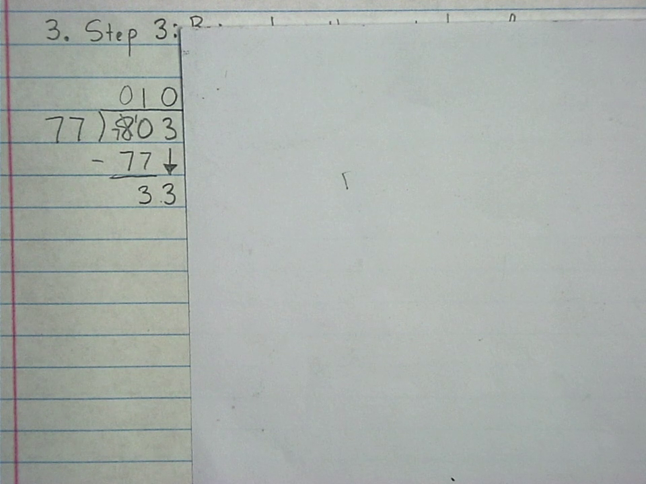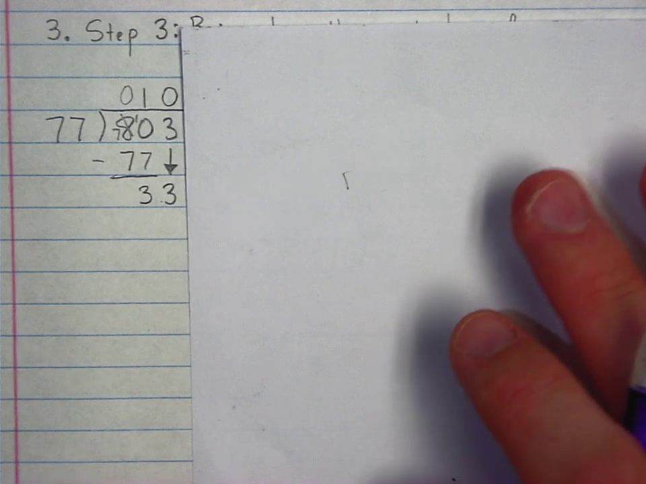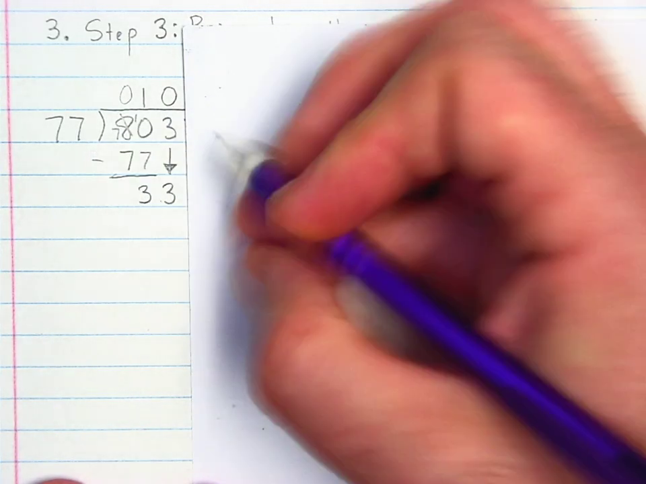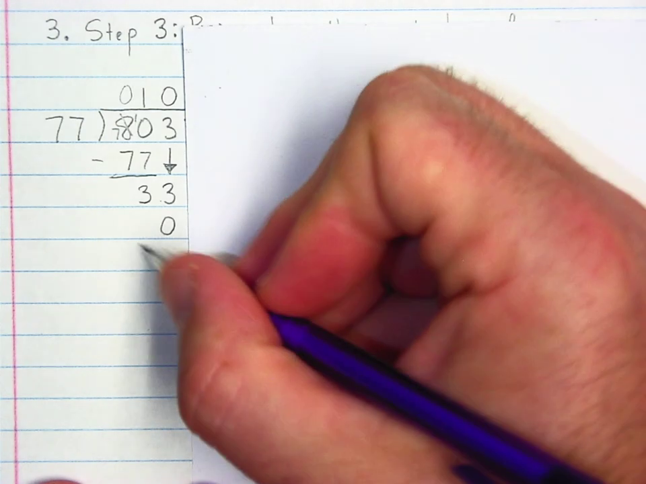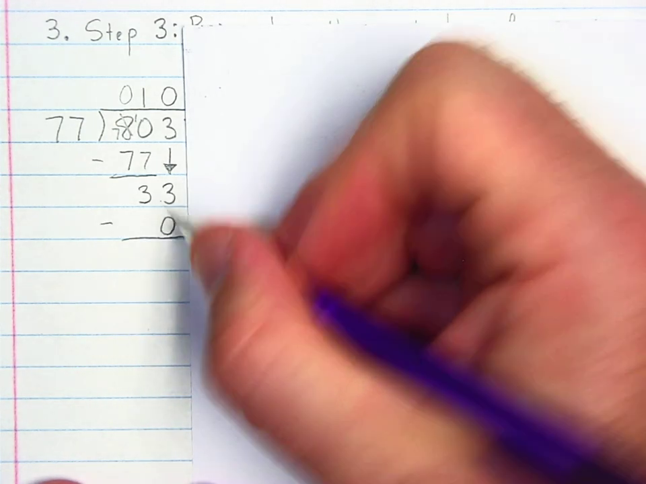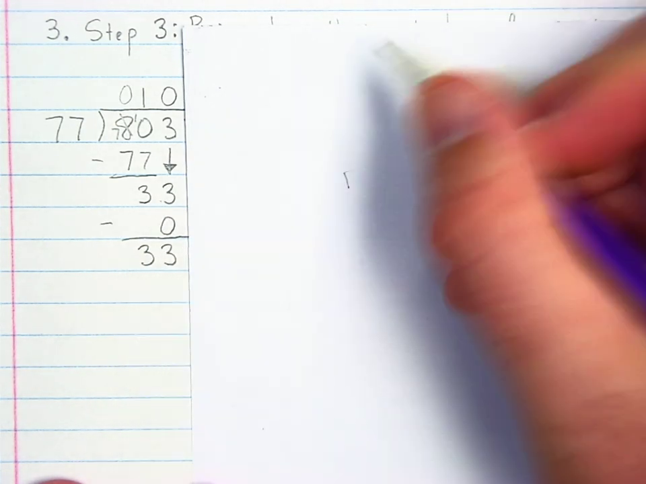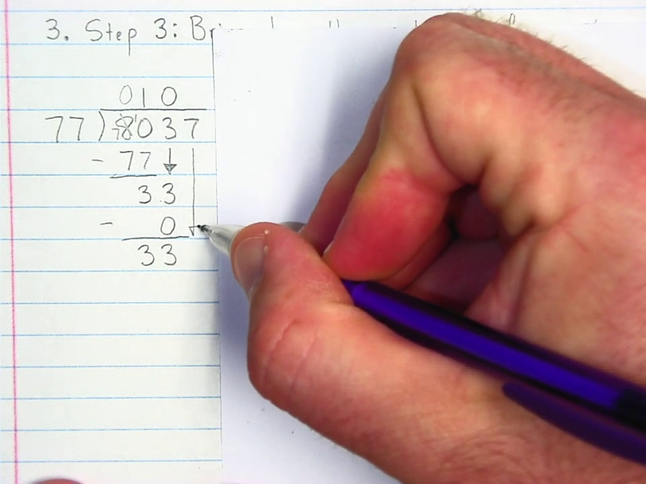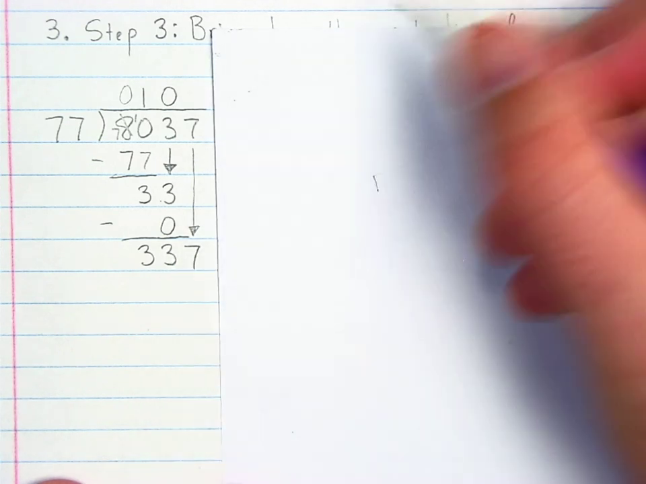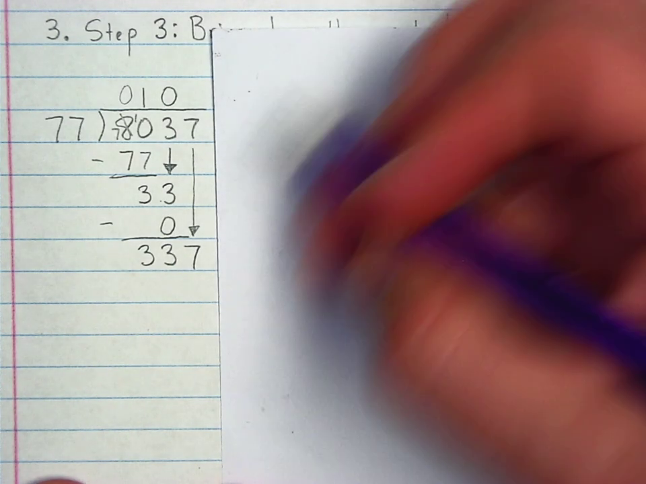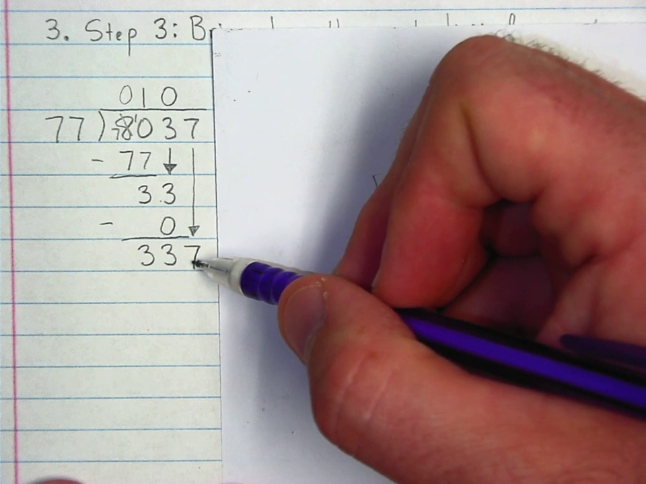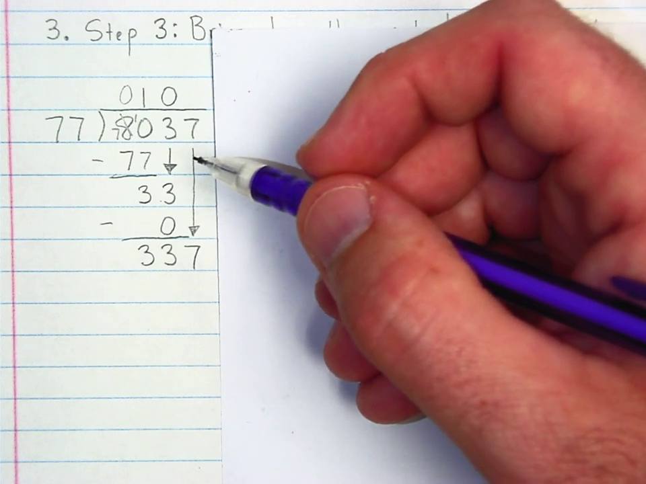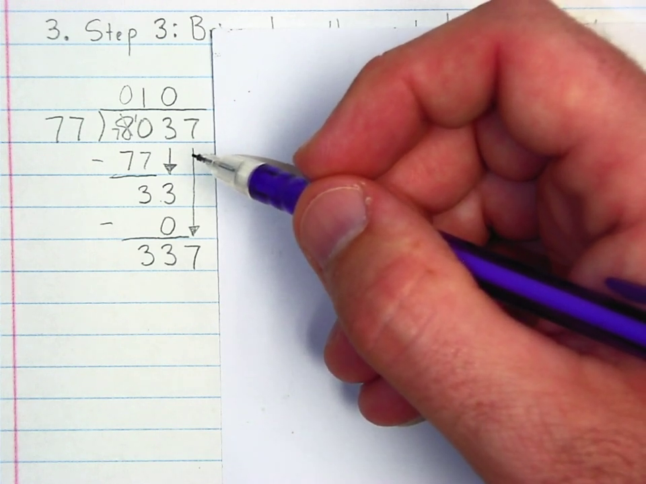Now, ultimately, you don't usually have to do this, but I'm going to run through the whole process just so we get that practice. 0 times 77 is 0. 33 minus 0 is 33. Slide over, drop down the next one. 337. Now that, yikes, that's a big one. 77 will go into that, sure. But how many times? We can do this a couple different ways.